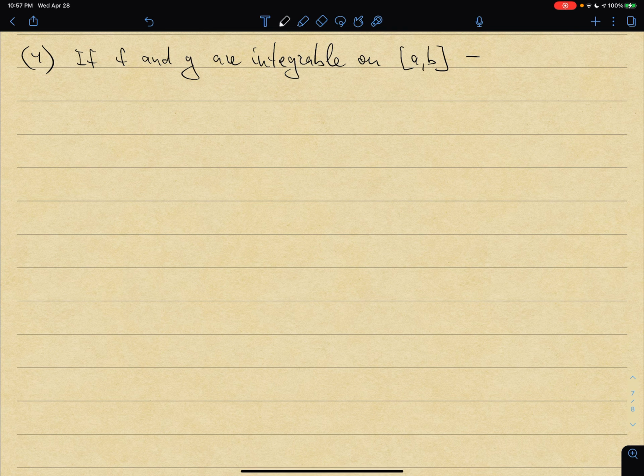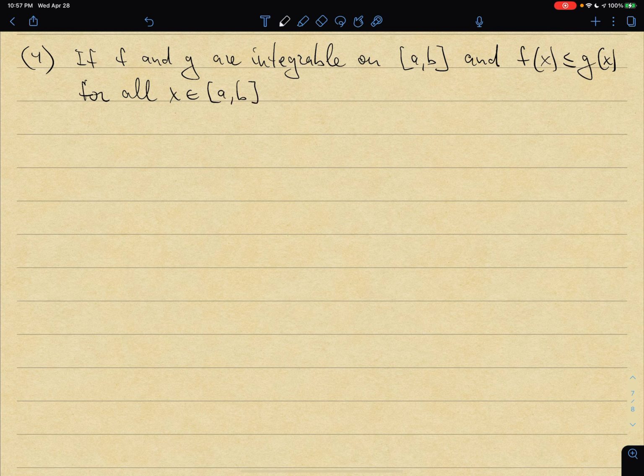and f of x is greater or equal than g of x for all x in AB, then the comparison result holds. Integral from a to b of f is less or equal than the integral from a to b of g. So let's prove this.